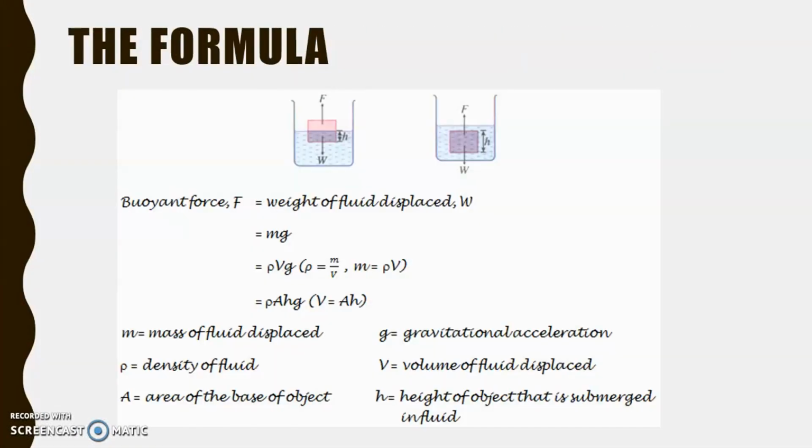The formula: buoyant force equals the weight of the fluid displaced, because there's W. After we derive it, we can get the final formula of rho AHG. AH we can transform into V, which is equal to the volume of fluid displaced, times rho, the density of the water, and G, the gravitational acceleration. A stands for the area of the base of the object, and H is the height of the object that is submerged in fluid.